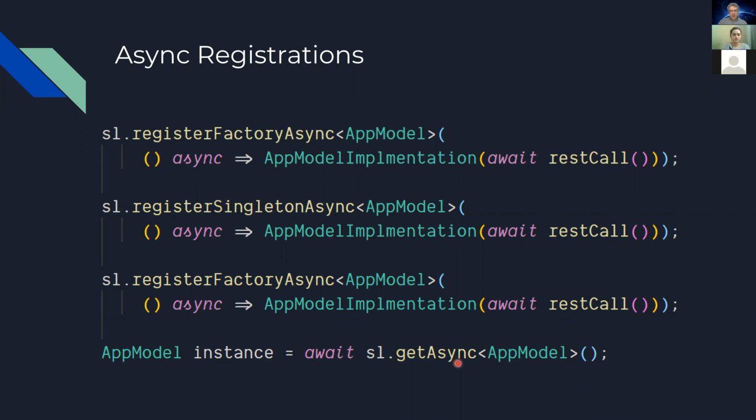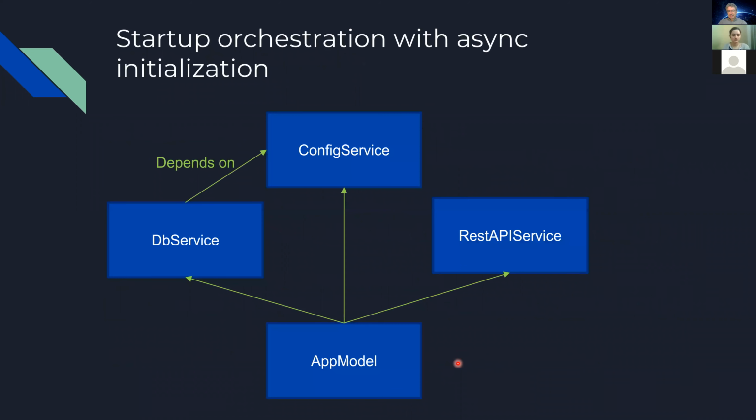Because when we are talking about this registration, this is typically done when I start up an app. And now we can have the situation that we have several services and they may have dependencies on each other. For example, like here, we have an app model as our app manager, as our central business object. And this depends on a database service, config service, and REST API service. And the database service also depends on config service.